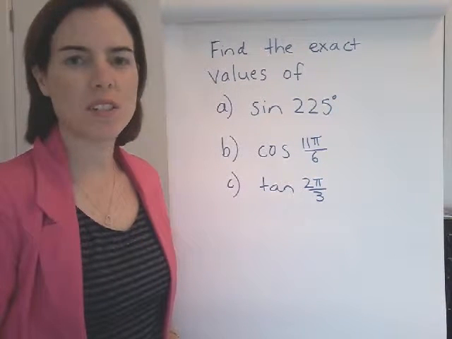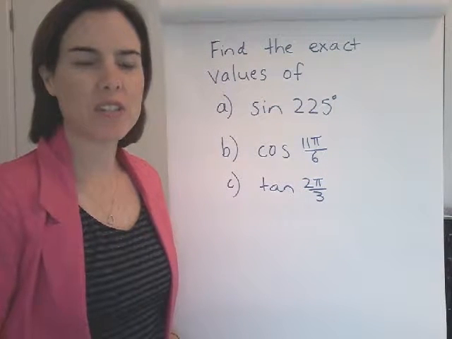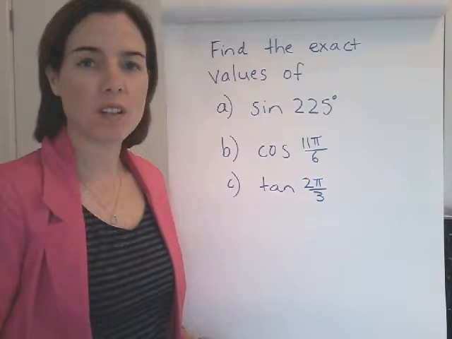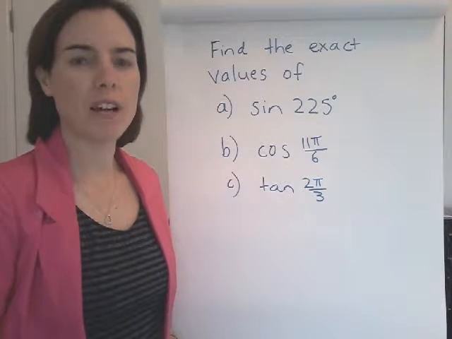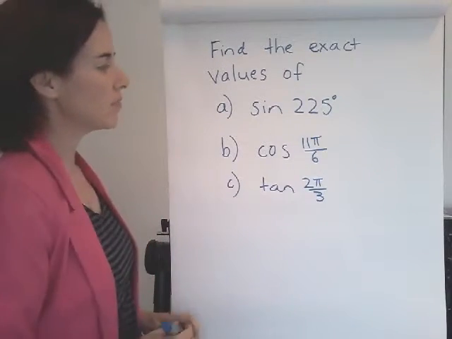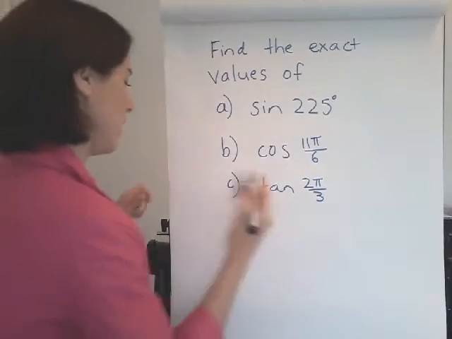Week in advanced trigonometry, I want to look at finding exact values of some trig ratios, not in the first quadrant though, values that have been moved around the unit circle. So we've got three examples here, and I'll start with A, which is sine of 225.